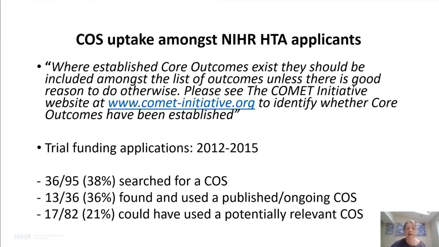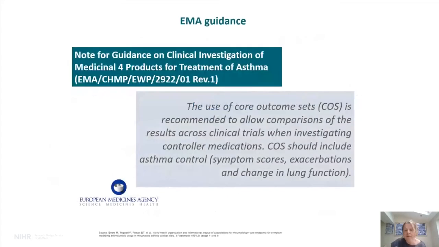They weren't following the NIHR guidance, but many people don't. But there was a possibility that they could have used a core outcome set. Karen is currently updating this work on the 2016 to 2019 applications. We really hope there's been an increase, as do the NIHR, but I don't have those data at the moment. This is an example where the EMA are recommending the core outcome set, and this is for pediatric asthma.